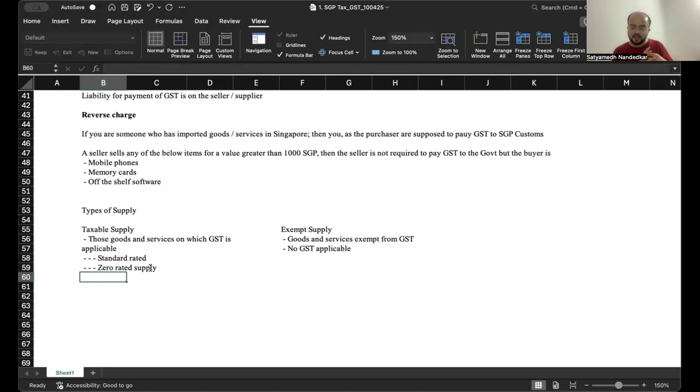In case of taxable supply, there are two types of taxable supply: standard rated, which is according to the rates prevailing at that point in time, and zero rated supply. Now, zero rated supply is usually observed in case of export of goods. The government, in order to promote export of goods, brings the rate to zero.